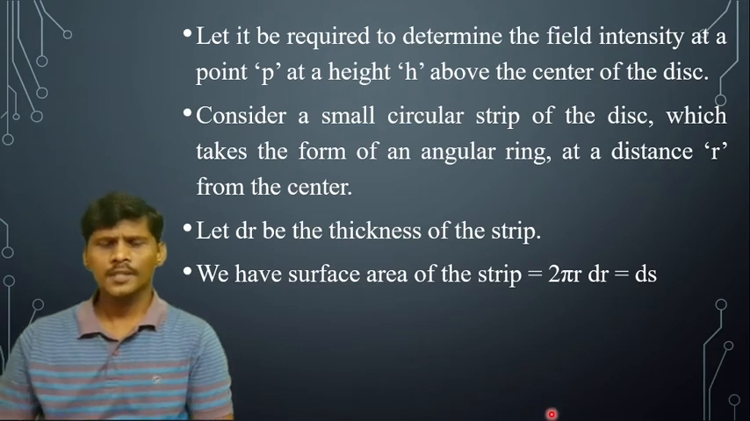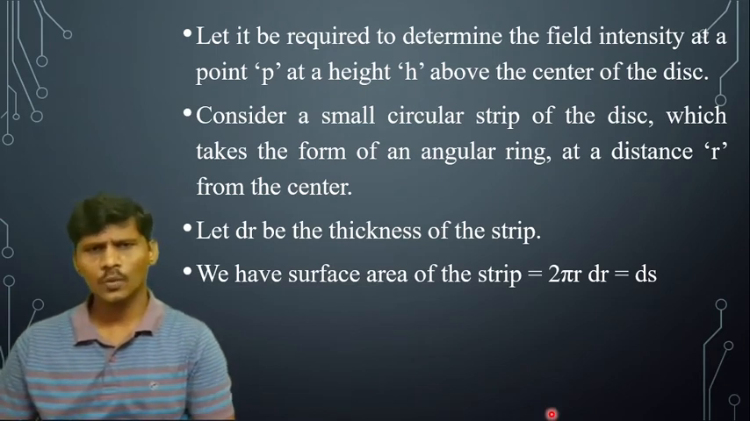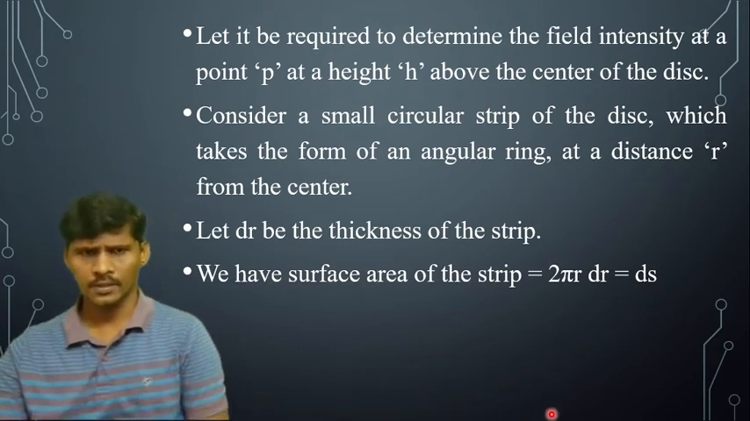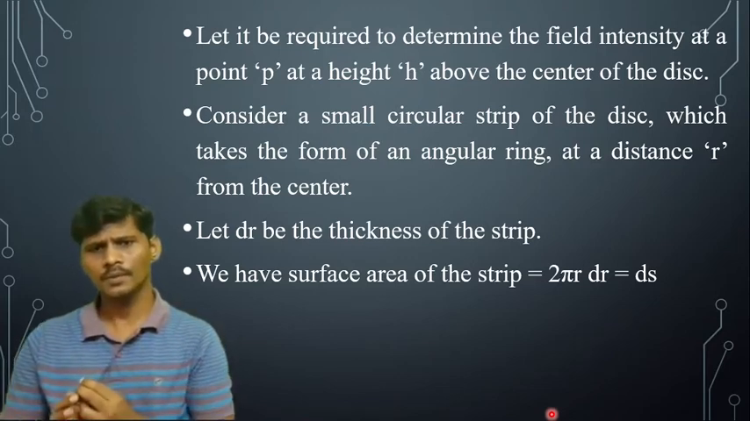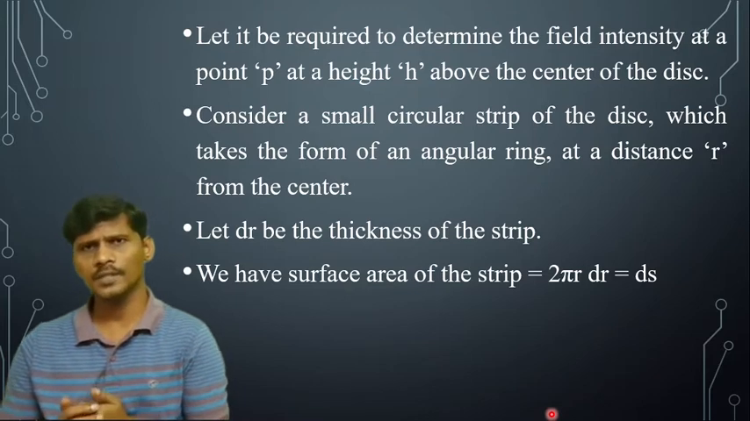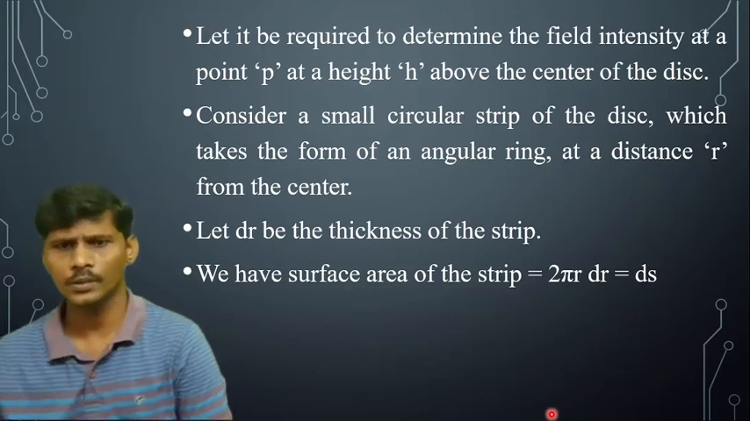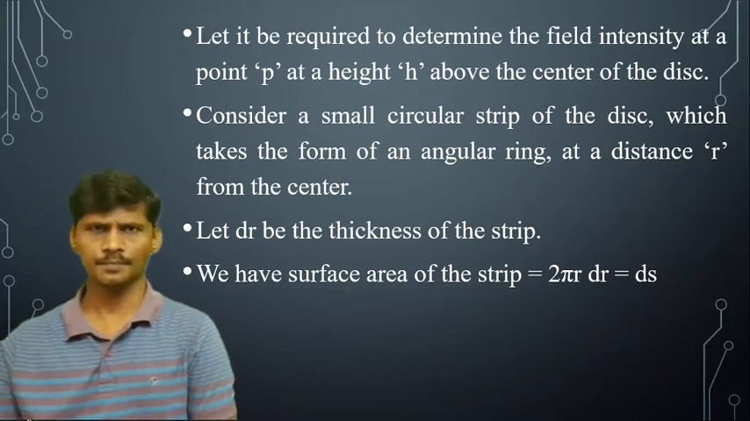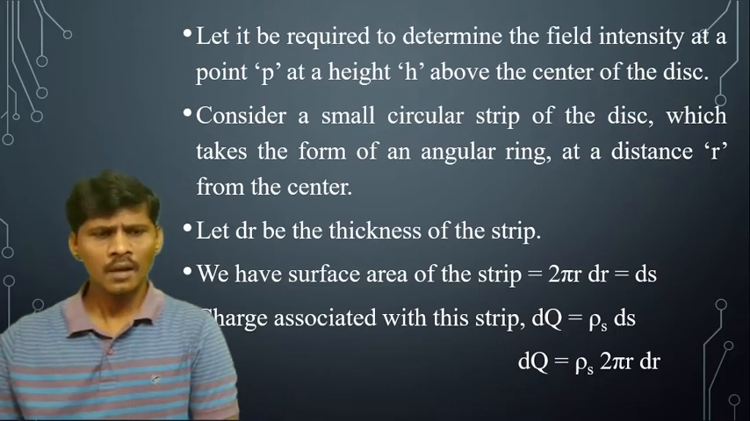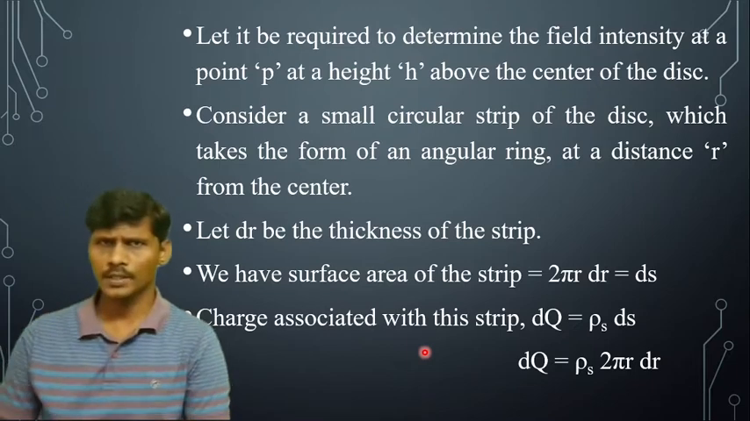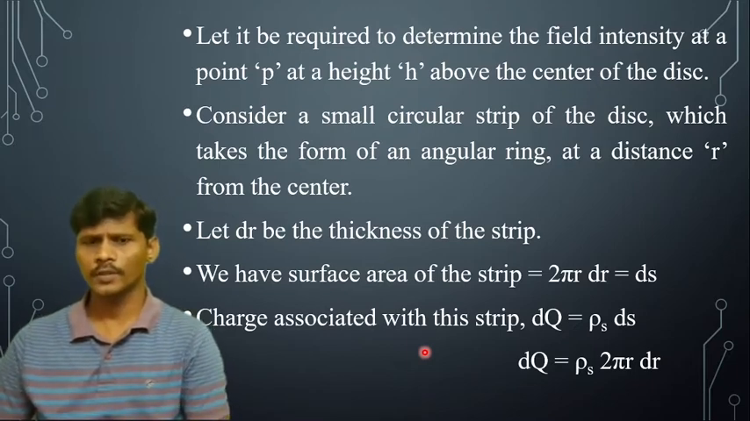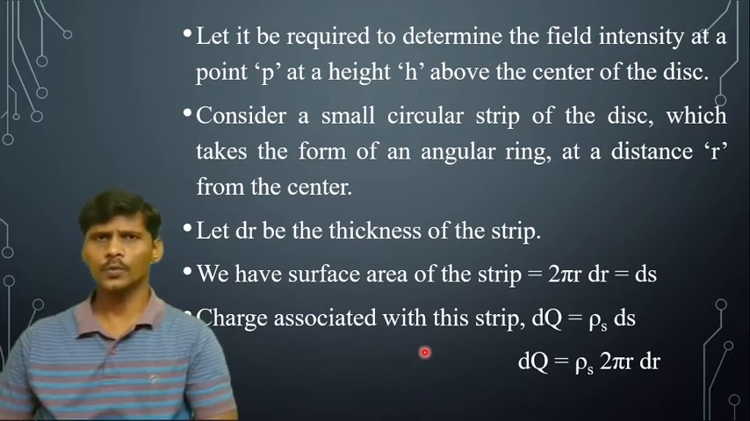The surface area of the strip is dS equal to 2 pi r into dr, where dr is the thickness of the strip. The charge associated with the strip is dq equal to ρs into dS, and substituting the dS value, dq is equal to ρs into 2 pi r into dr.